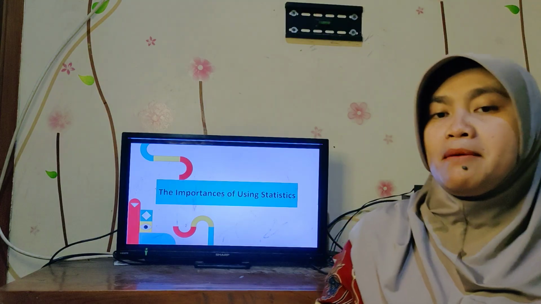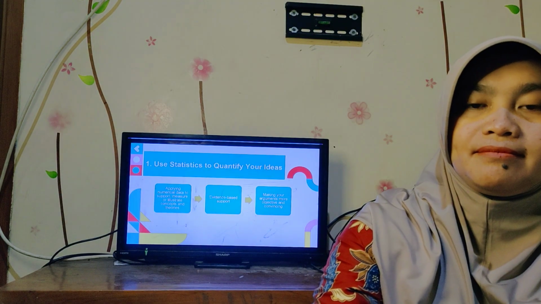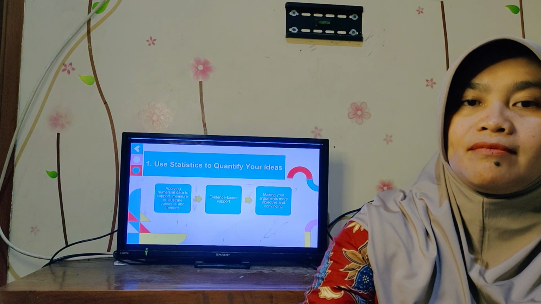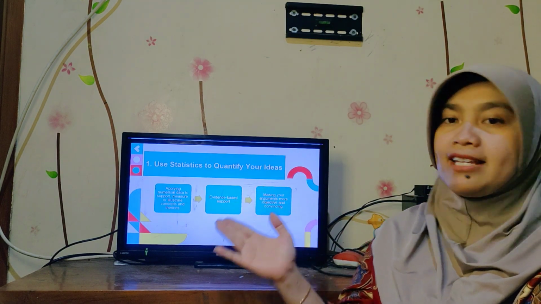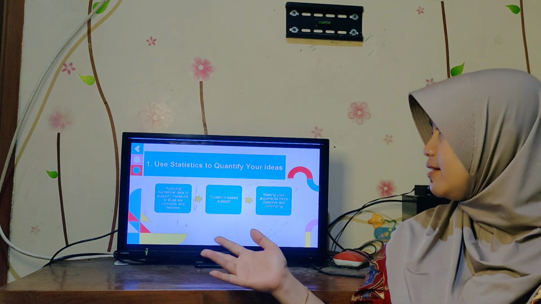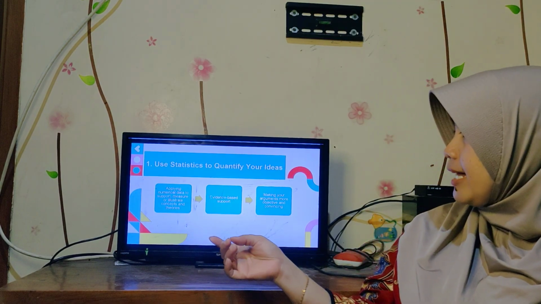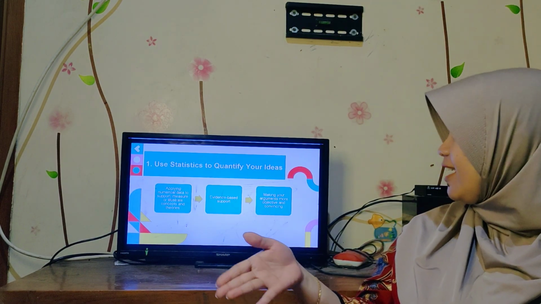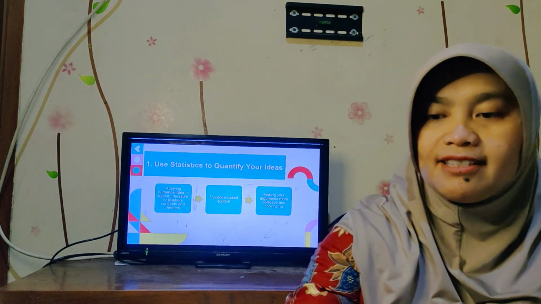Here are the importances of using statistics. The first one, use statistics to quantify your ideas, applying numerical data to support, measure, or illustrate concepts and theories. So, you will get evidence-based support and make your argument more objective and convincing.